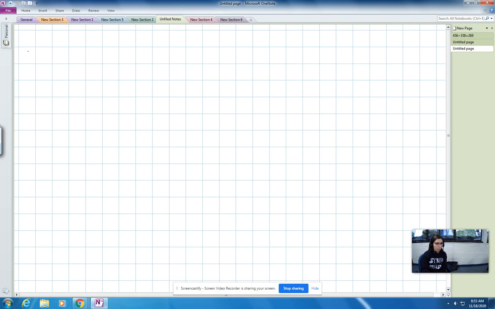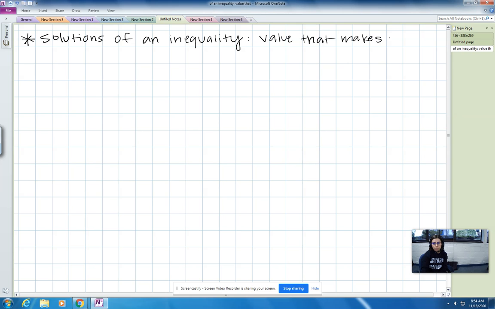The next thing I want to talk about is the solution of an inequality. So we've talked about solutions of an equation. Those are values that make the equation true. The same is true of solutions of an inequality. A solution of an inequality is just a value that makes the inequality true. It means if we plugged in that value for our variable, our inequality would be true.